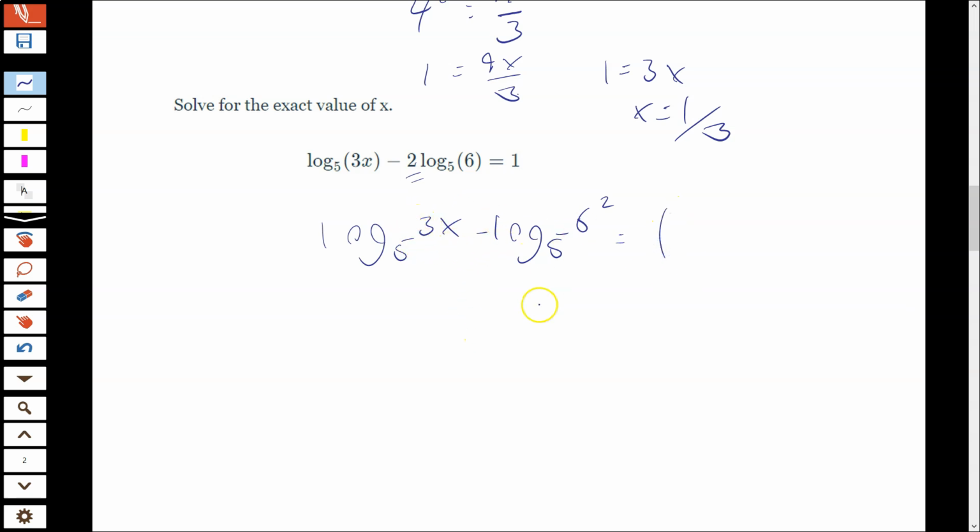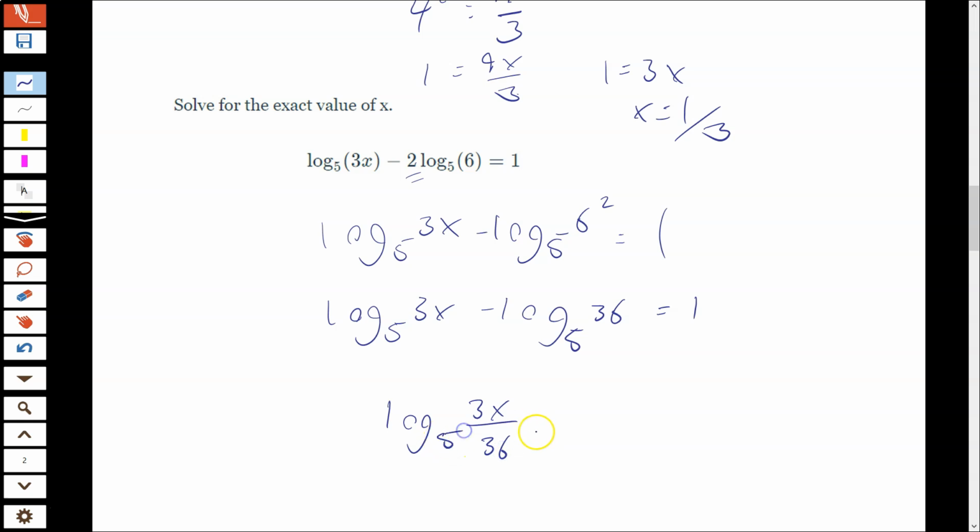Now I'm going to condense these, right? Well, actually, let's rewrite 6 squared as 36. That makes it nicer, doesn't it? So minus log base 5 of 36 equals 1. And then log base 5 of 3x is still chilling. Okay, now I'm going to condense these. Notice I'm subtracting again, so on the inside I'm dividing. Okay, so I've condensed my logarithms.